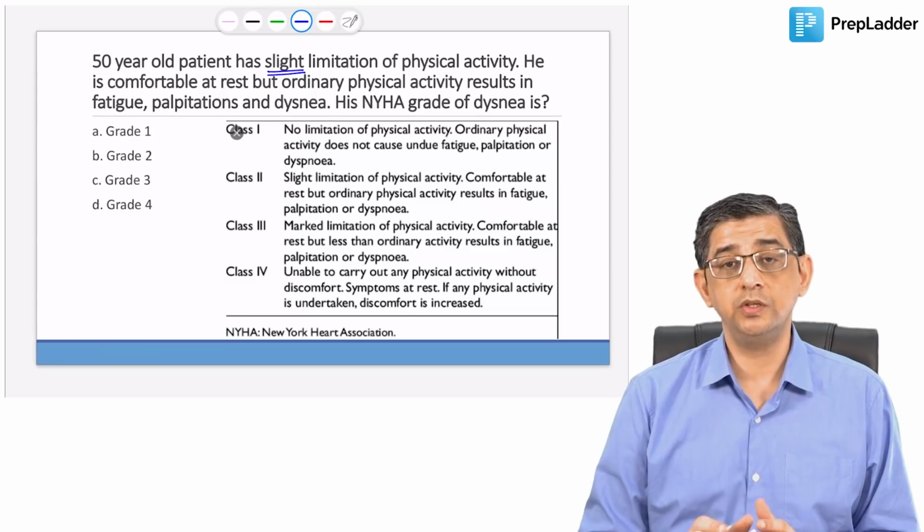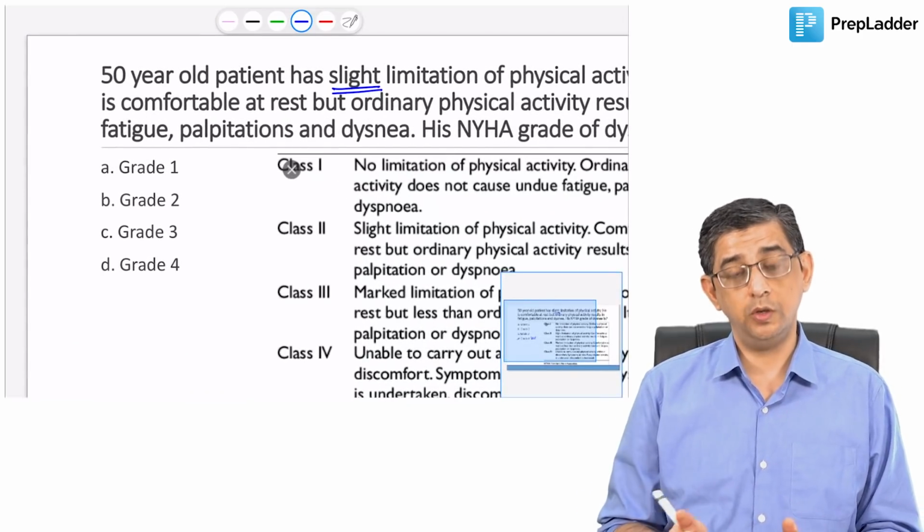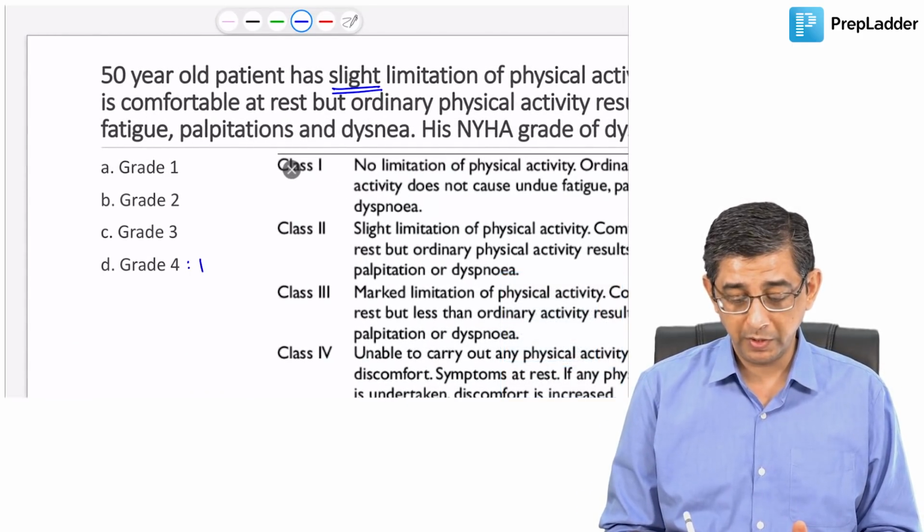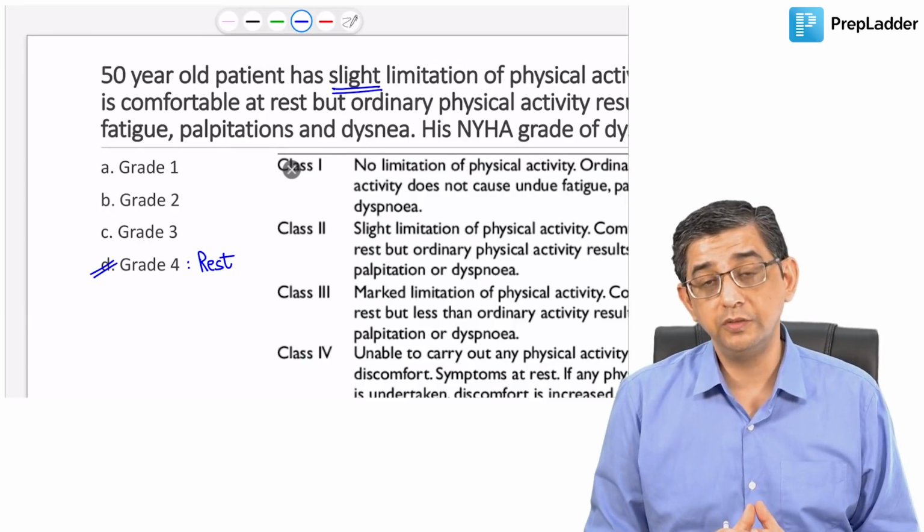To arrive at the answer of this question, let's go option wise. Option number D, grade 4 implies breathlessness even present at rest. So obviously option number D is off the radar.